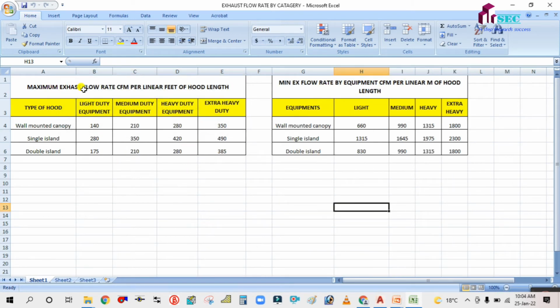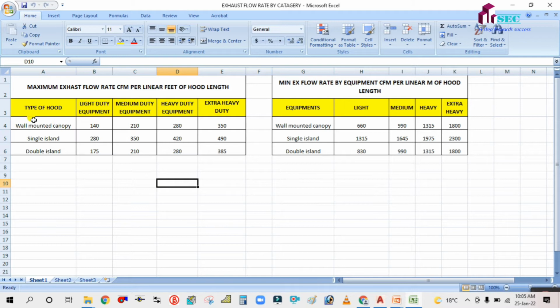Okay, so this is the minimum exhaust flow rate in CFM per linear foot of hood length, and this is per linear meter of hood length. This is the maximum, and this is the minimum. You can see there are types of hoods: wall canopy, single island, double island, and these are the uses: light duty, medium duty, heavy duty, extra duty.